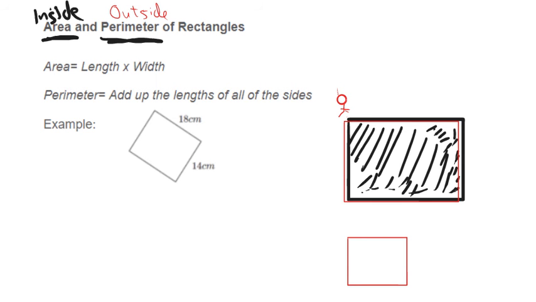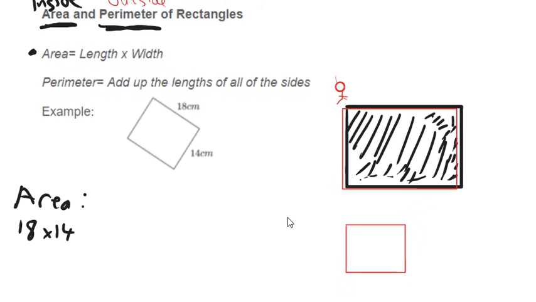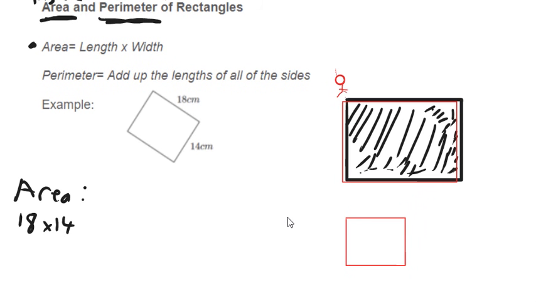So let's actually go and work these out then. We're given an example here where the length of a rectangle is 18 and the width of it is 14. If I'm to calculate the area, area is length multiplied by width. So the length is 18 and the width is 14, so 18 multiplied by 14. You can use a calculator if you want, or you should be able to work it out by hand as well. 18 multiplied by 14 is 252.